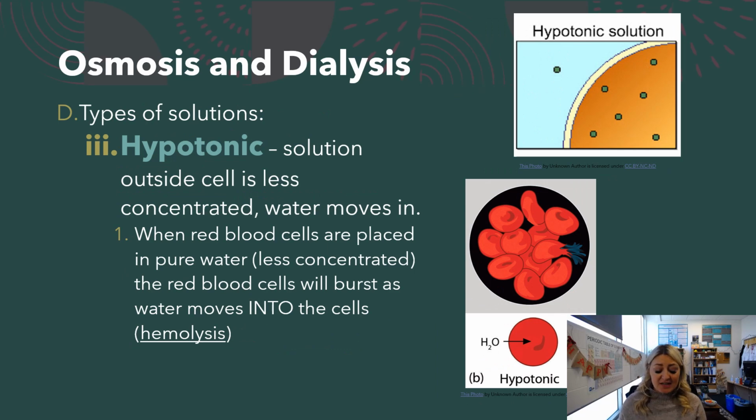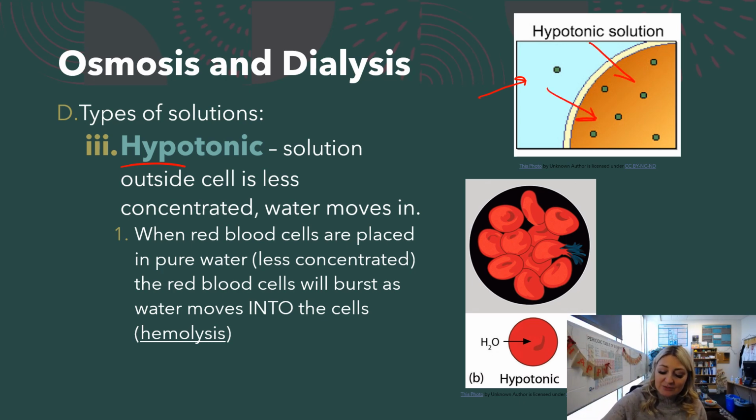Our final type of solution is a hypotonic, and hypo means under or below. So in this case, your solution outside of the cell is less concentrated than the solution inside. So notice our image again. We have one solute particle outside the cell and a bunch inside the cell. Remember that water moves from low concentration to high concentration.